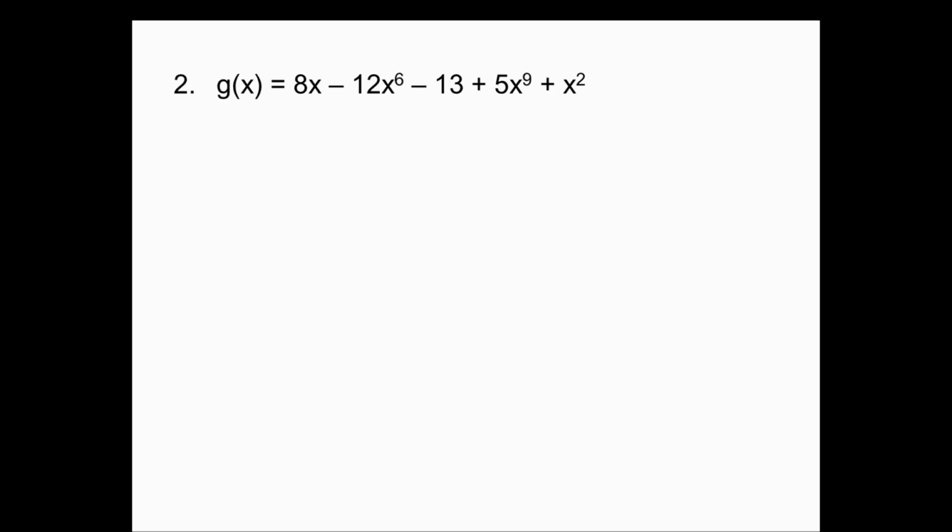Let's try one more of those. We've got g of x equal 8x minus 12x to the 6th minus 13 plus 5x to the 9th plus 5x squared. Now if we were doing descending order, 5x to the 9th minus 12x to the 6th plus 5x squared plus 8x minus 13. The powers of x should go down. For the ascending order, just reverse it. Negative 13 plus 8x plus 5x squared minus 12x to the 6th plus 5x to the 9th.